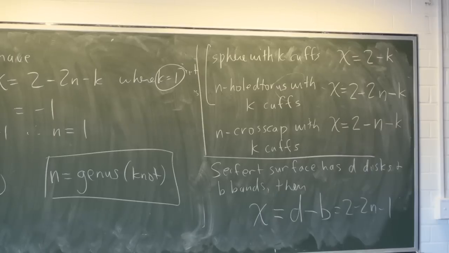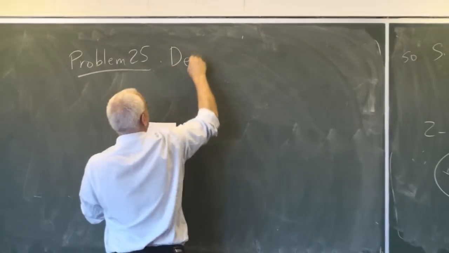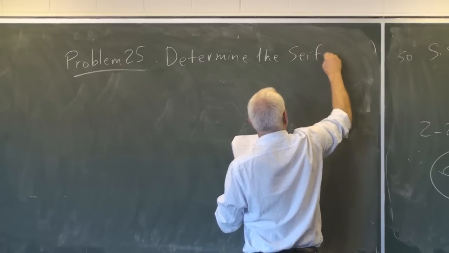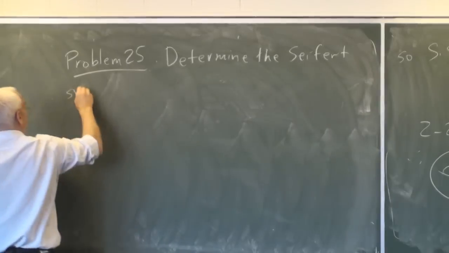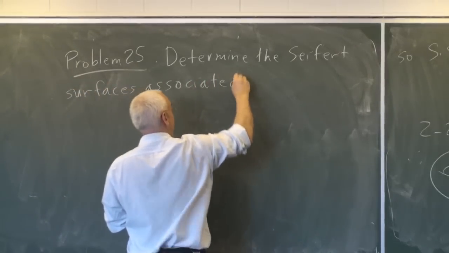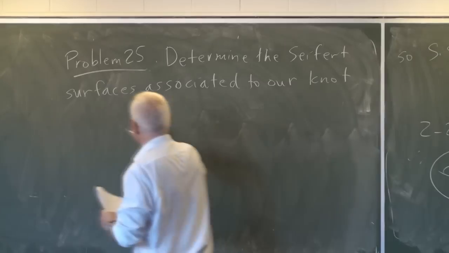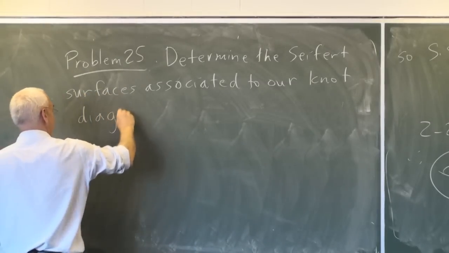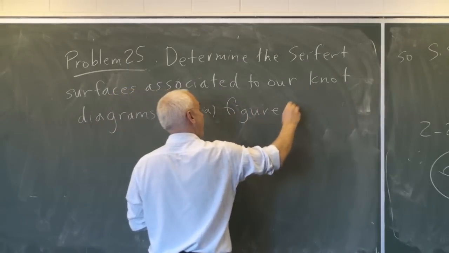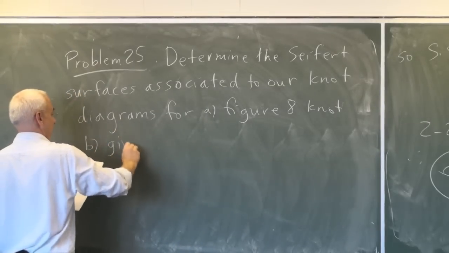So problem 25. Determine the Seifert surfaces associated to our planar knot diagrams for A, the figure 8 knot, and B, the gingerbread man knot.